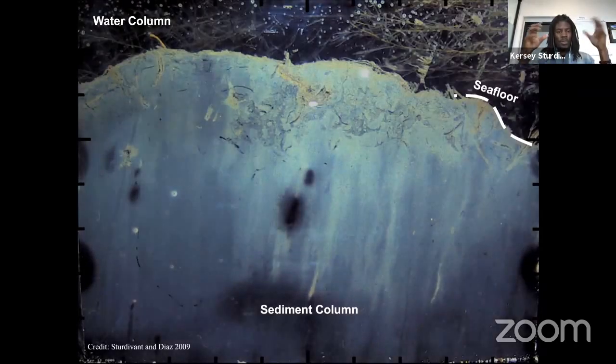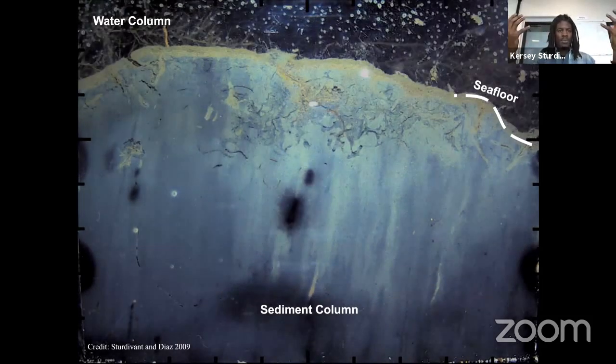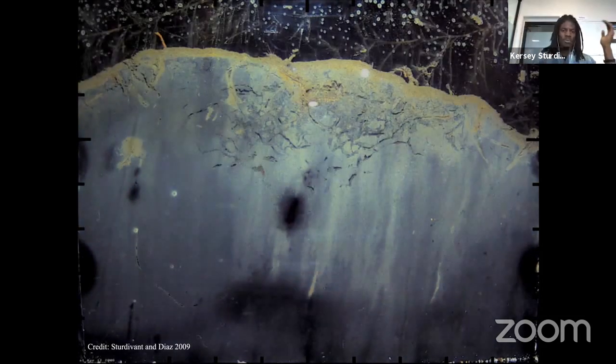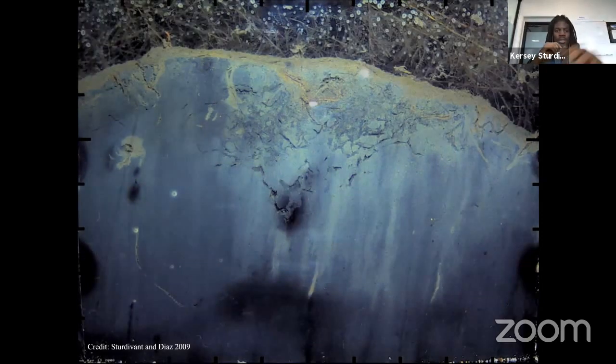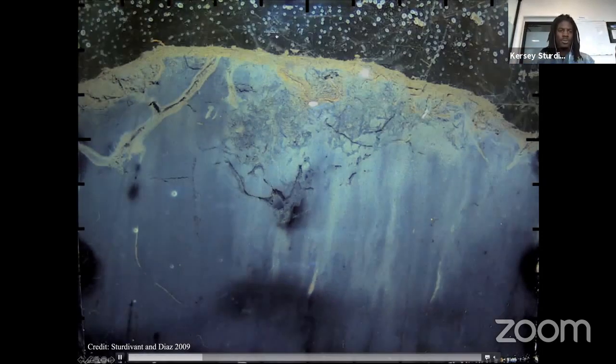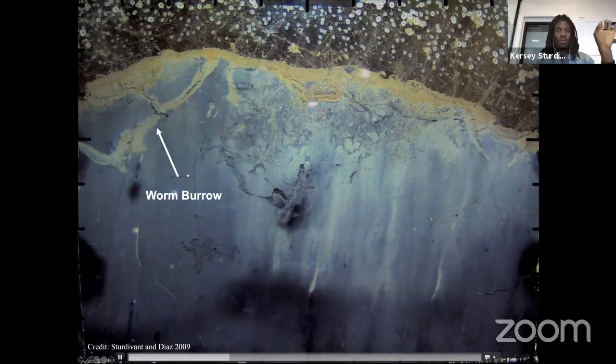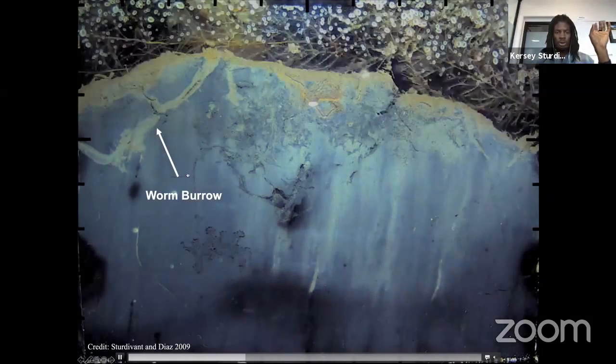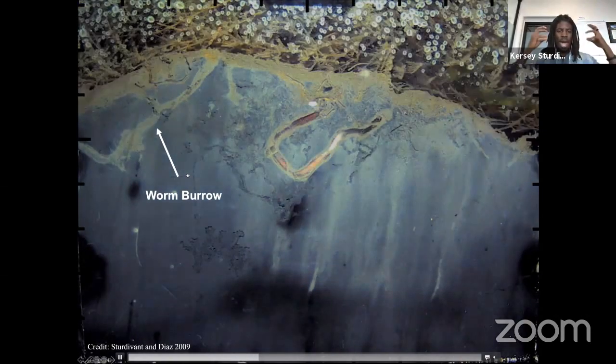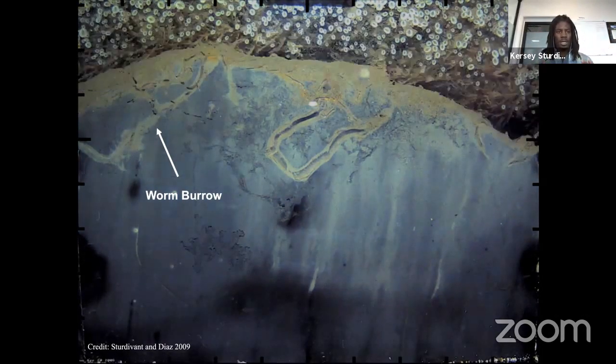And when the seafloor is healthy, this is what it looks like. There are tons of animals burrowing through. There are animals moving across the sediment surface. We have worms that are burrowing. The seafloor is just chock full of worms, very similar to what you might find in your garden. And it's just a very active, dynamic place.